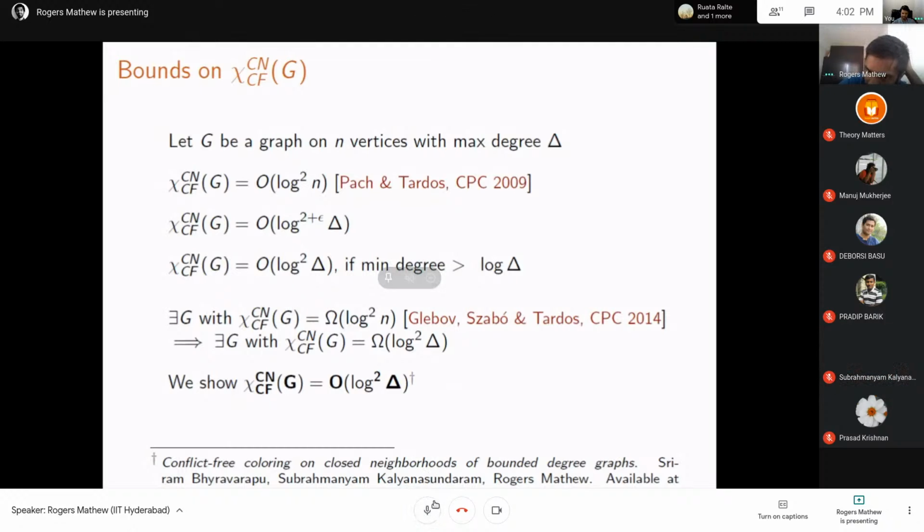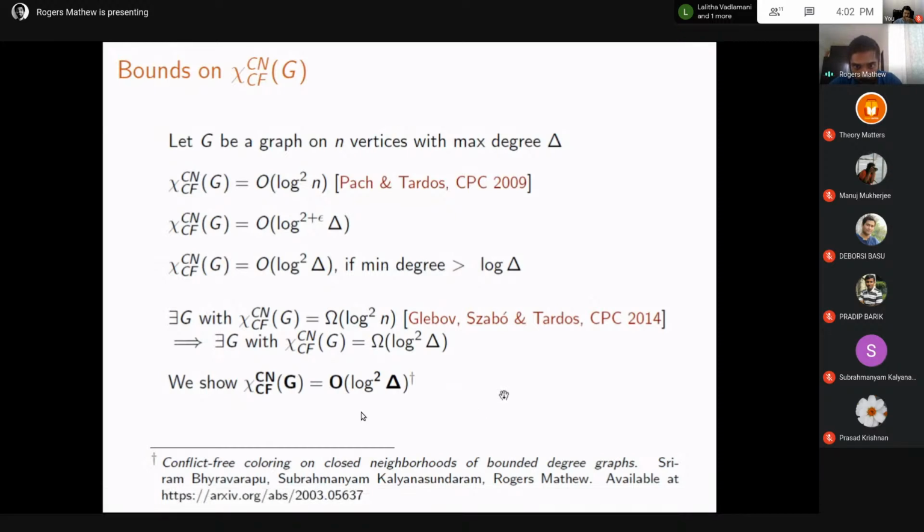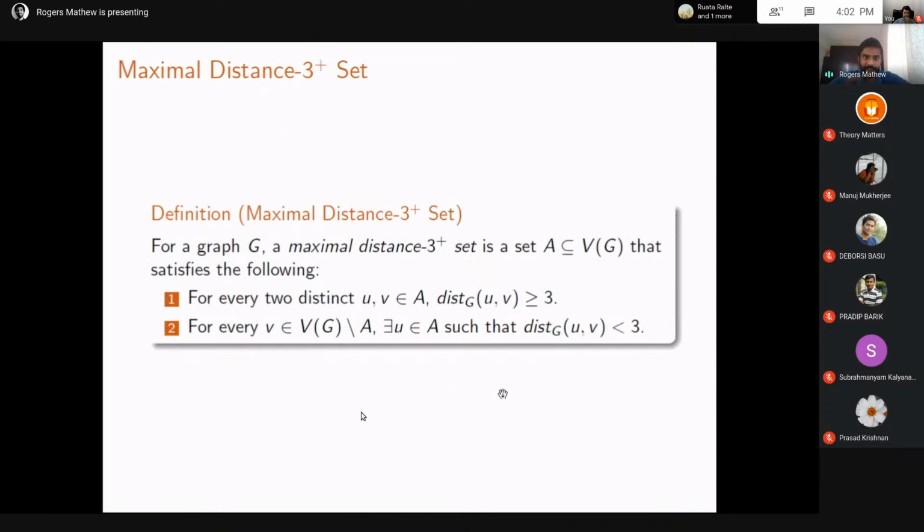Yeah, thanks, Rogers. Okay. So now let's go to the outline of this proof, which I promise is going to be very much followable. Okay, here we go. We just defined this notion of maximal distance 3 plus set in a graph. It's very intuitive; I think even the name suggests what it is. You take a subset of vertices, say capital A. We say it's a maximal distance 3 plus set if it satisfies these two properties.